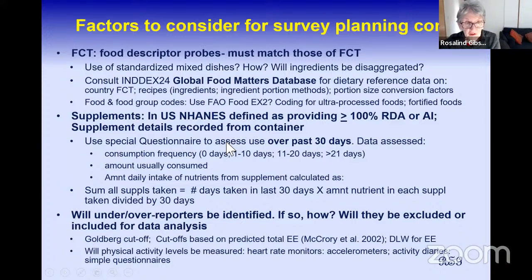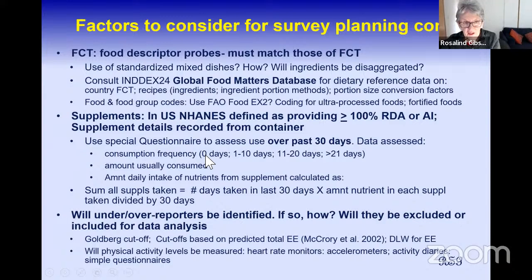USN Haynes also recommends that you devise a special questionnaire to assess the supplement use over the past 30 days. So they do not suggest that you get supplement information based on your 24-hour recall. They suggest that you have a separate questionnaire for obtaining information on supplement use. From this, you can assess information on the frequency of consumption.